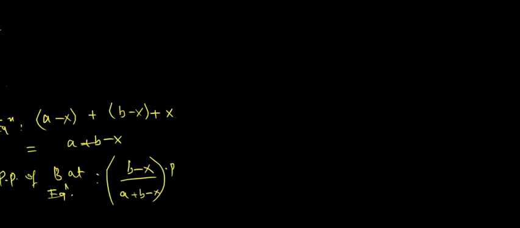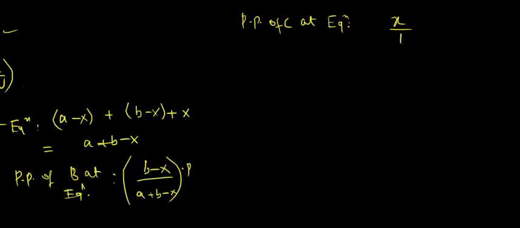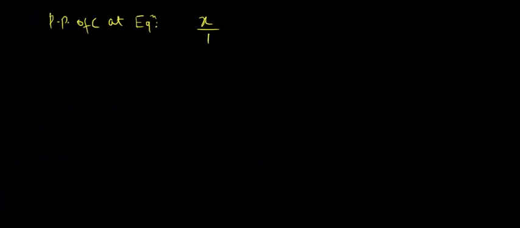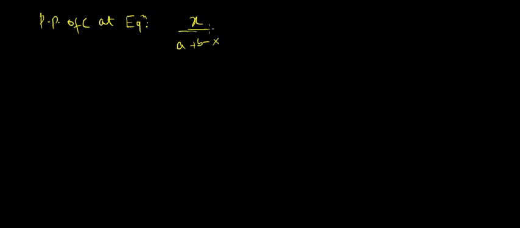Similarly, I can write that partial pressure of C at equilibrium would be X divided by A plus B minus X, multiplied with the total pressure of the gaseous mixture.